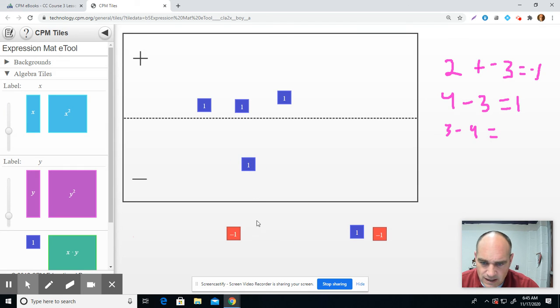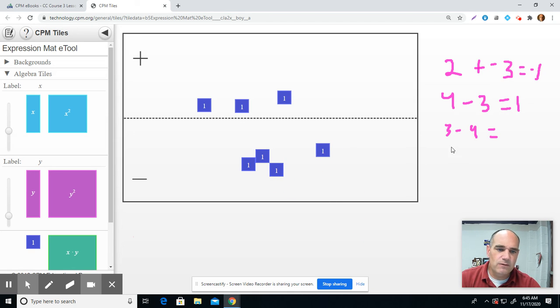So we're going to subtract a +4. So we're putting them down here. Good and good. All right, so we got this set up. So we got 3 positives. We're subtracting off 4 positives.